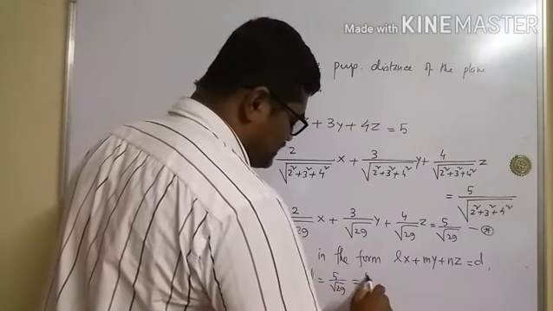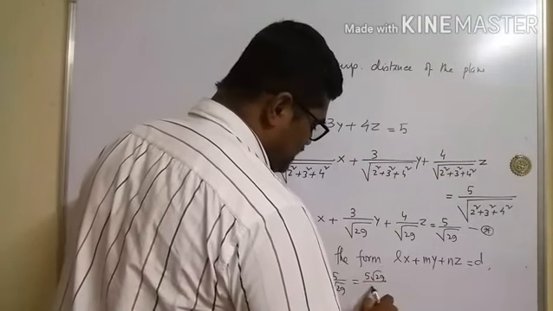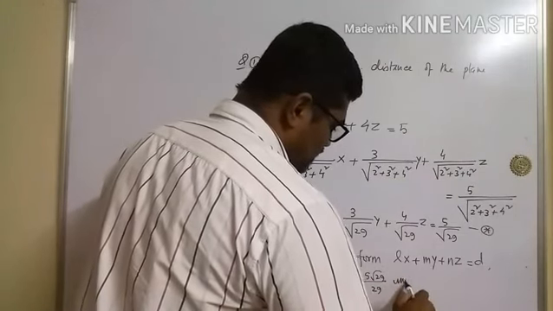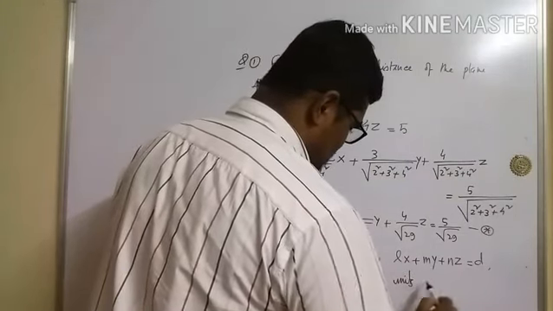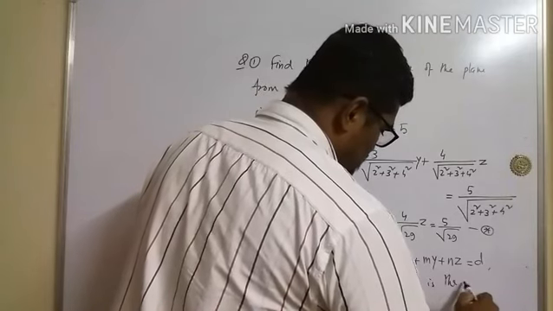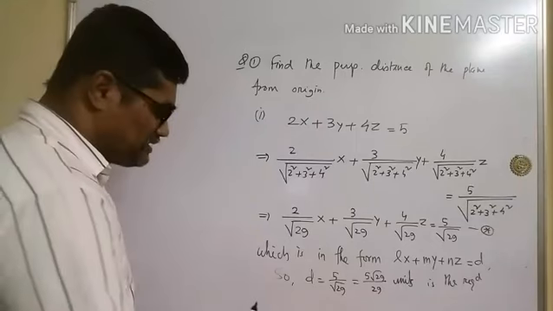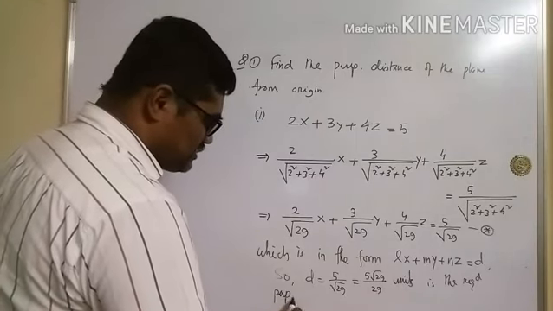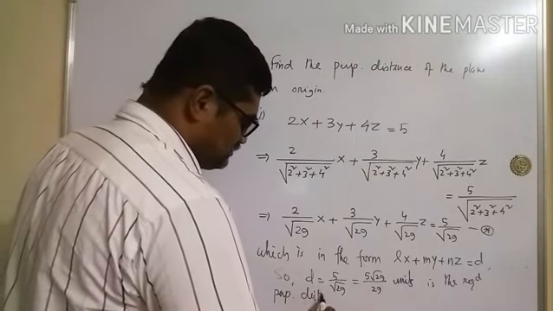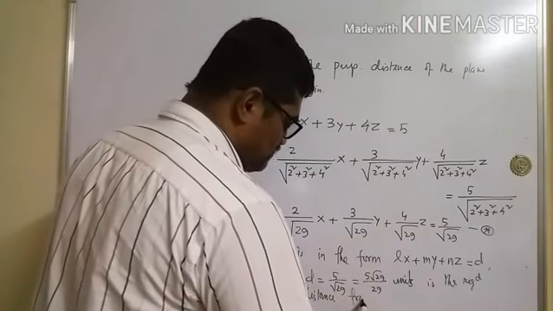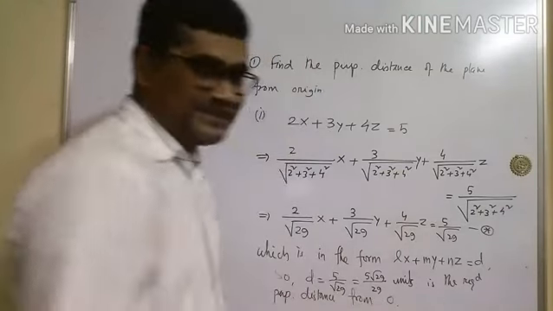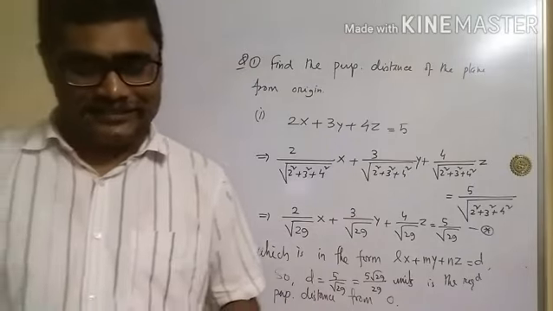Make sure you rationalize this and you write units also. This is the required perpendicular distance from origin, right? That's it. Okay.